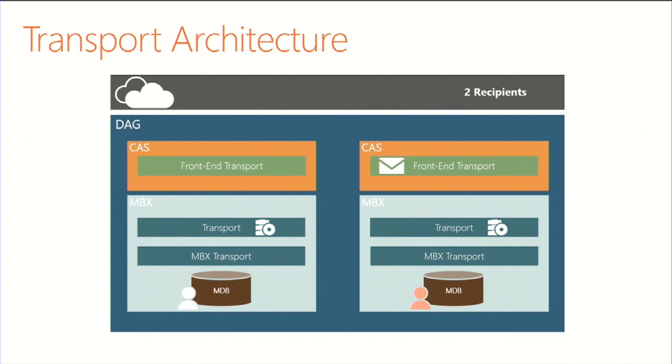CAS is going to do a very minute enumeration of that recipient list. There is no categorizer on the front-end transport server role. It will simply look at the recipients, determine how many recipients there are, and then make a decision as to what the best mailbox server is to route the request to.